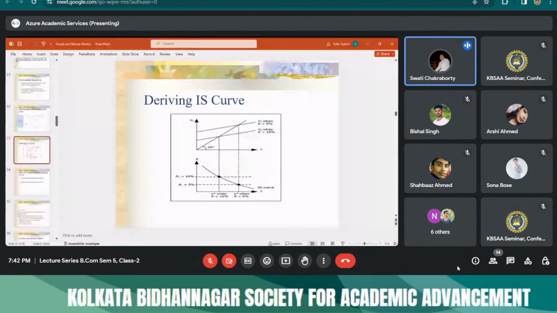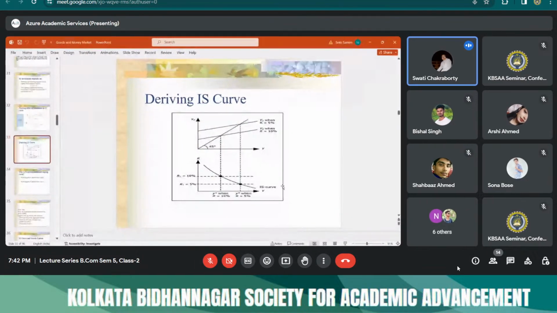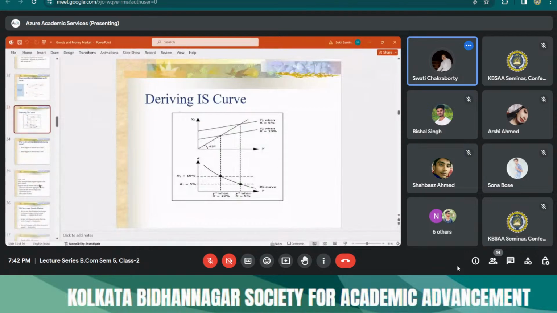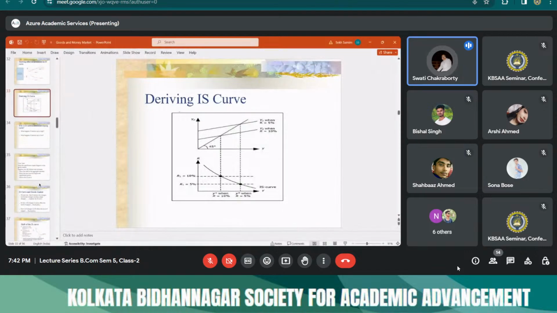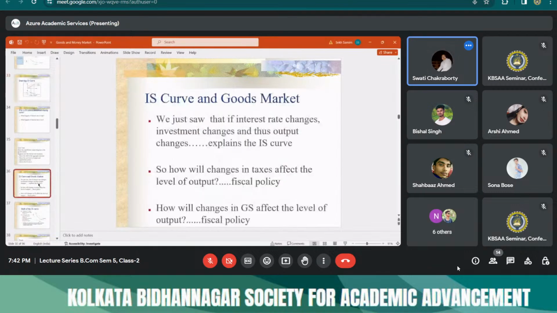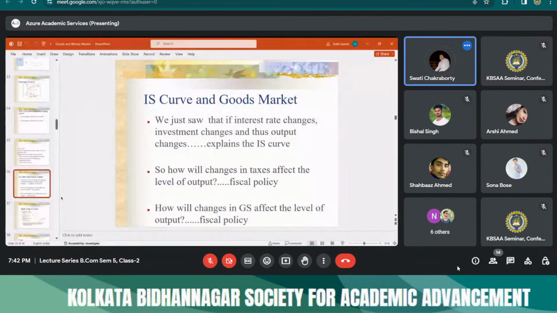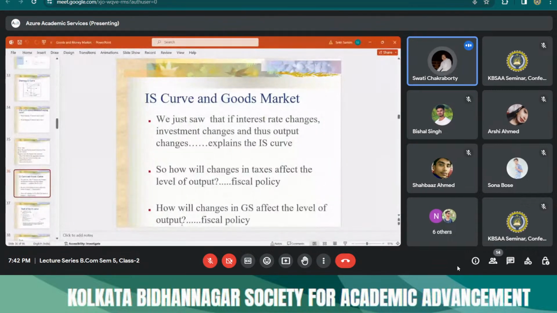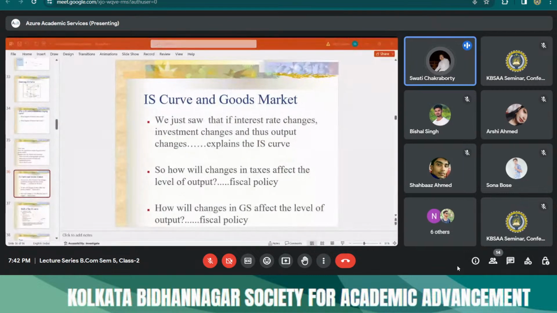Okay. Right. So can we go to slide number 36? Okay. So now what happens? We just saw that when the interest rate changes, investment changes, and output changes. So that is what we are talking of, the IS curve, right? Now when we talk of fiscal policy, we will be coming to fiscal policy. So what does fiscal policy mean? When do changes come up in the IS curve?